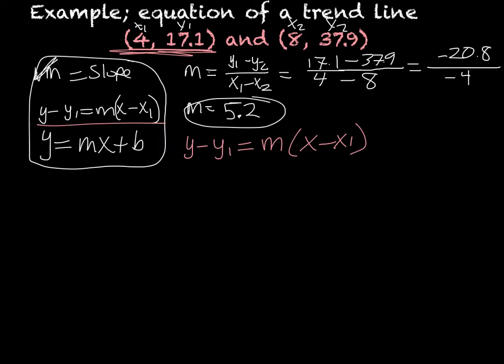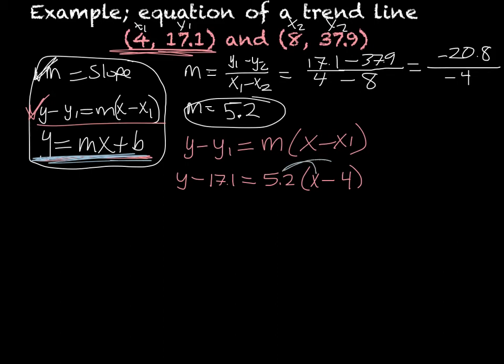So my y1 is 17.1. So y minus 17.1 equals my m, which is 5.2, x minus my x1, which is 4. And then I just solve. So I've now done point slope form. Now I solve for slope intercept form.